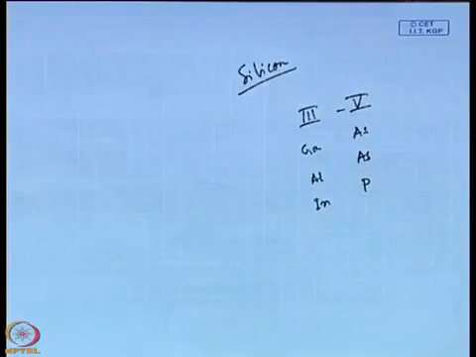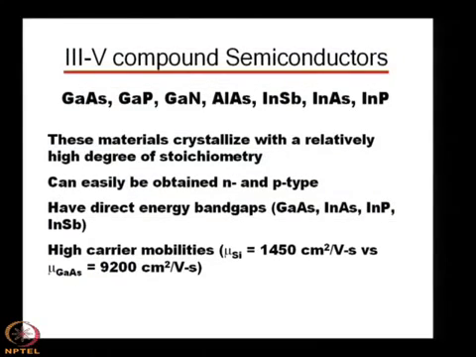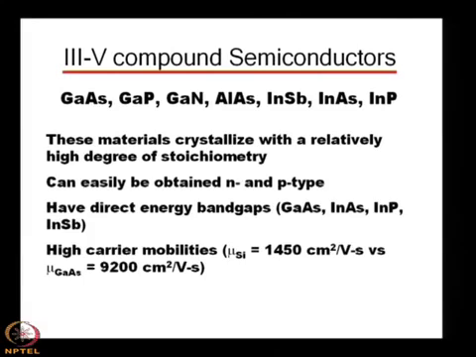So, these compound semiconductors have some unique advantages over silicon, particularly in the area of optoelectronic devices, both as a light emitting diode and as a detector. The advantage of these materials is that they crystallize with a relatively high degree of stoichiometry, and they can easily be obtained as N and P type.